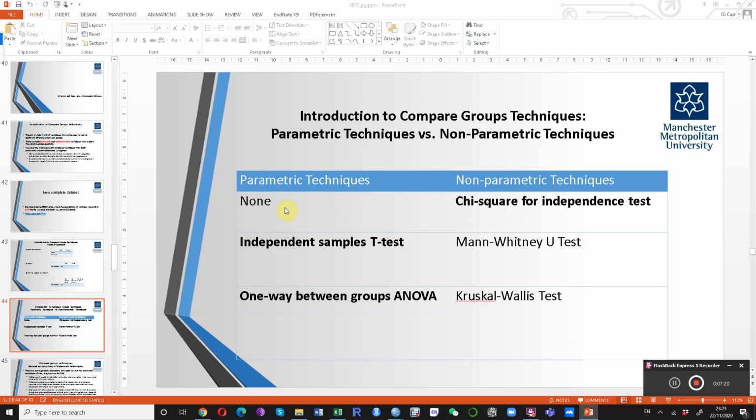There's no continuous variable involved, so in that case, chi-square is just a non-parametric test. But for the independent sample t-test, if, for example, your dependent variable is not normally distributed, then you need to use a corresponding non-parametric technique, which is called the Mann-Whitney test. You could actually run this test with SPSS as well.